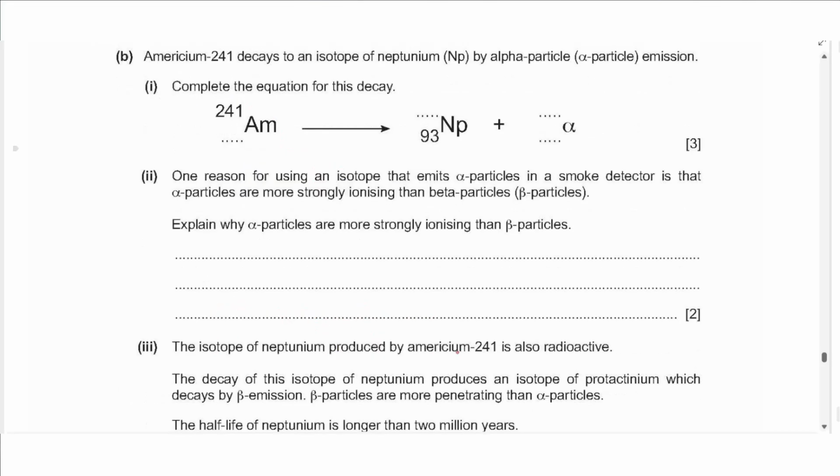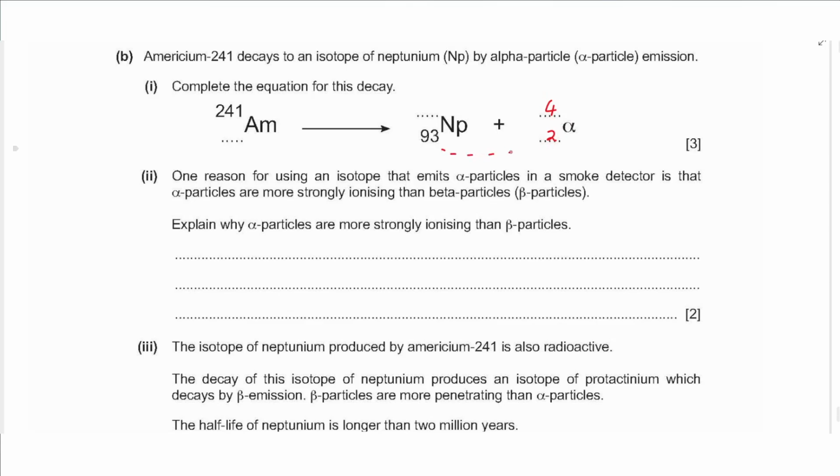Question B says americium-241 decays to an isotope of neptunium by alpha particle emission. Complete the equation for this decay. We are required to memorize the numbers for an alpha particle, which is 4 at the top and 2 at the bottom: nucleon number 4 and proton number 2.